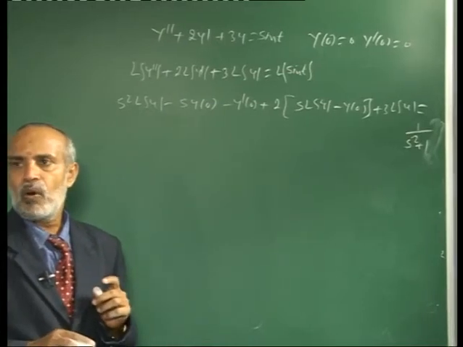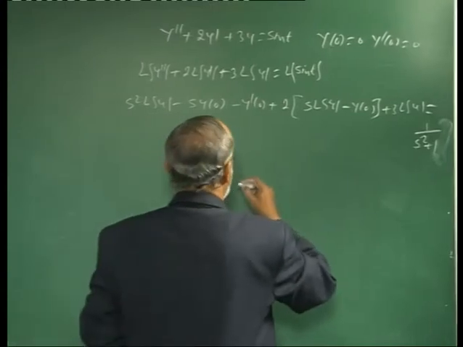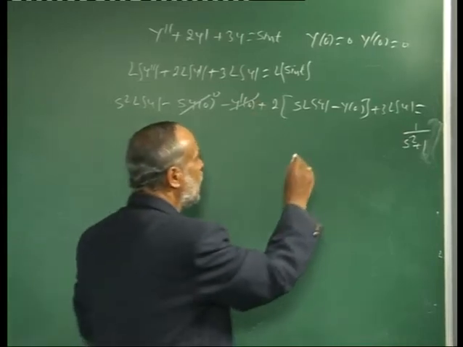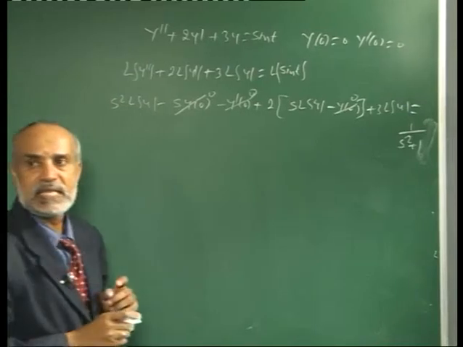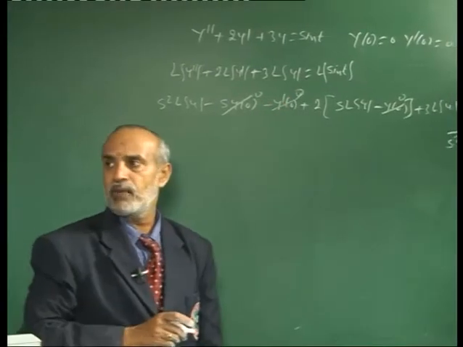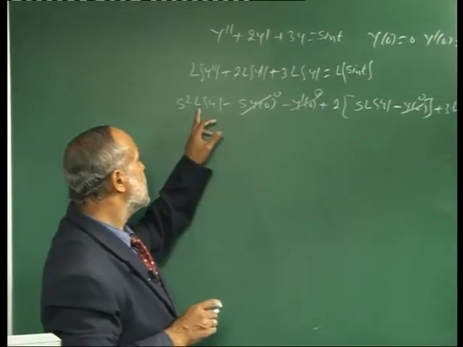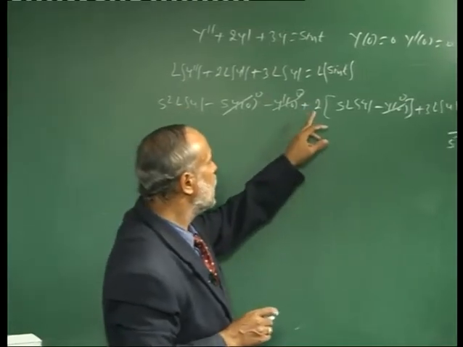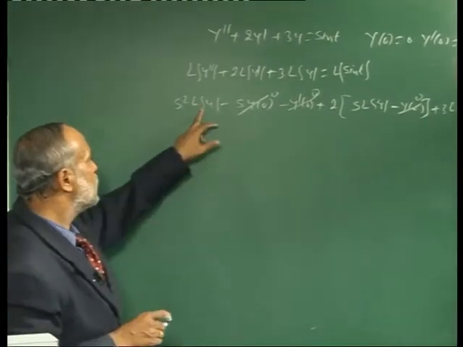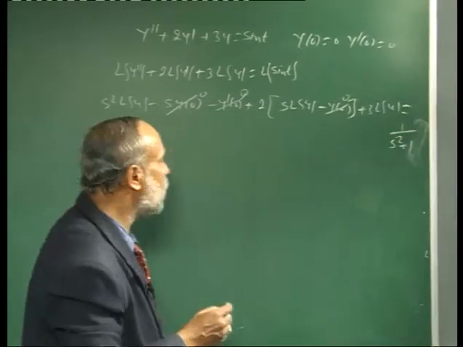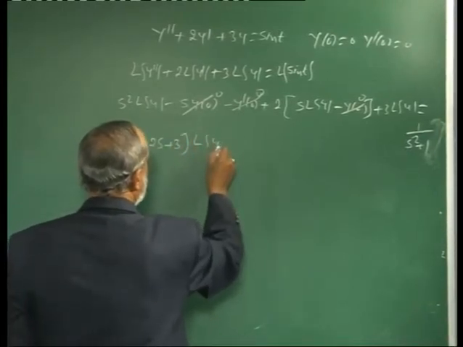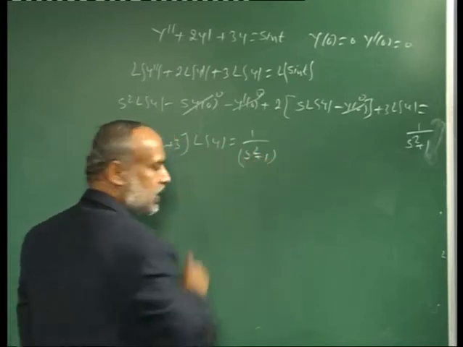Now, you can use the initial conditions. What are the initial conditions? y of 0 is 0 and y dash of 0 is also 0. By using the initial conditions, what remains is s squared into L of y plus 2 into s L of y plus 3 into L of y. You can group the terms and take out L of y common. What do you get? s squared plus 2s plus 3 into L of y is equal to 1 divided by s squared plus 1.